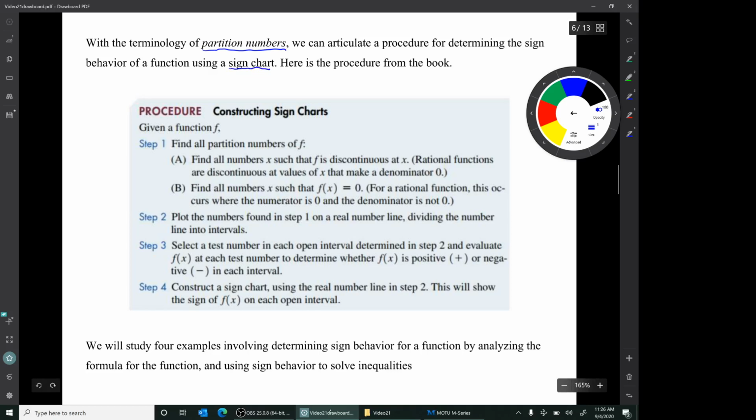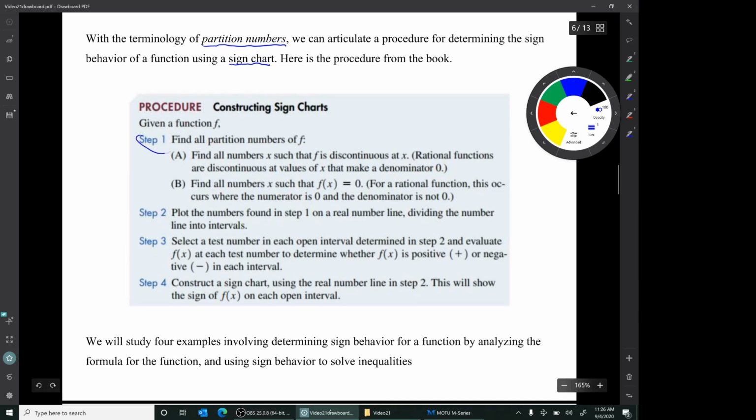Here's the procedure from the book. Step 1, find the partition numbers. Plot the partition numbers on a real number line, which divides the number line into intervals. Select a test number in each open interval in between the partition numbers, and then finally determine whether the function is positive or negative in each interval.